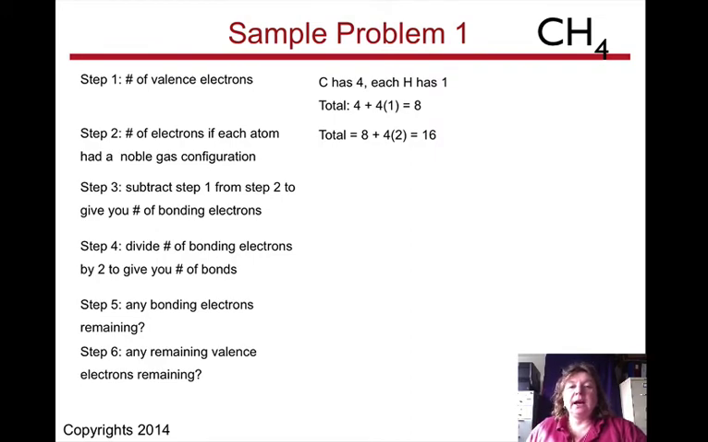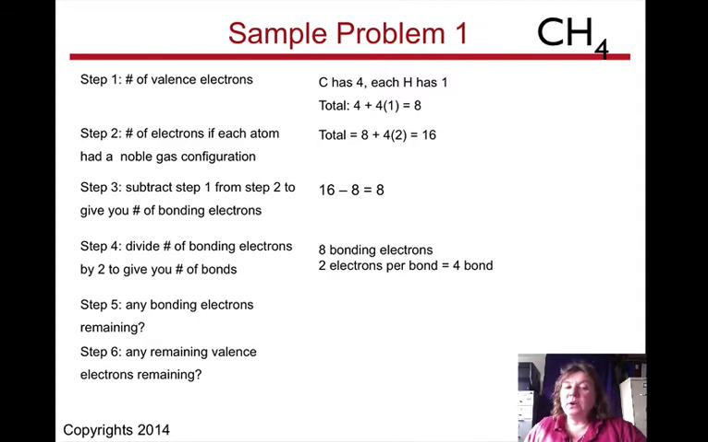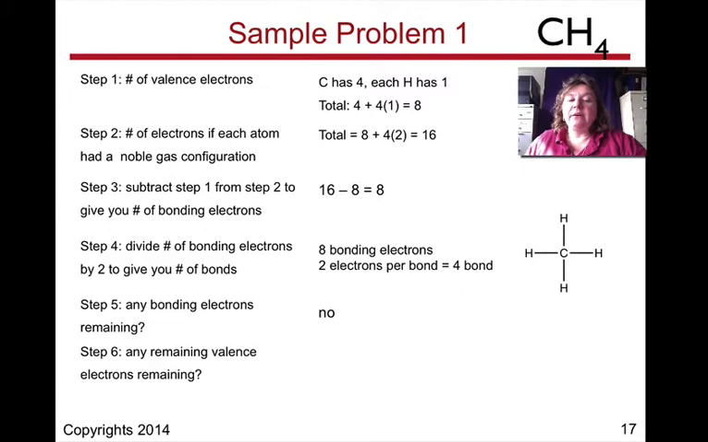Now, if I take 16 minus 8, that gives me a total of 8. That means we have 8 bonding electrons. 8 divided by 2 means that we have 4 bonds. Now, we started with 8. We've used 8. Are there any bonding electrons remaining? No. Do we have any valence electrons remaining? No. So our structure is carbon with single bonds to hydrogen.